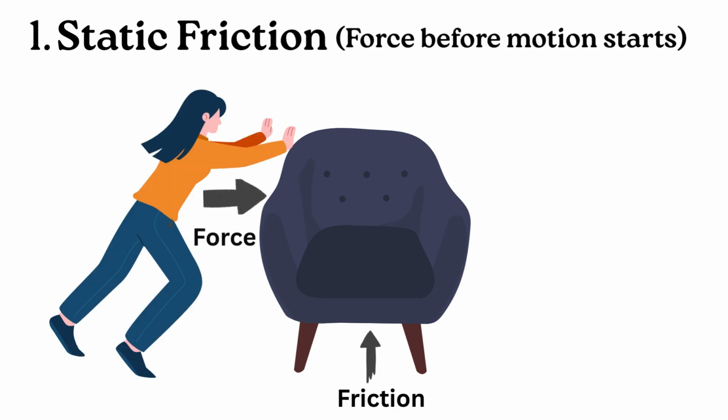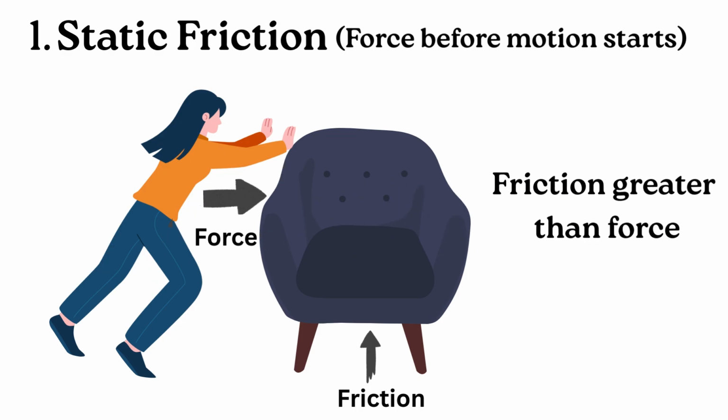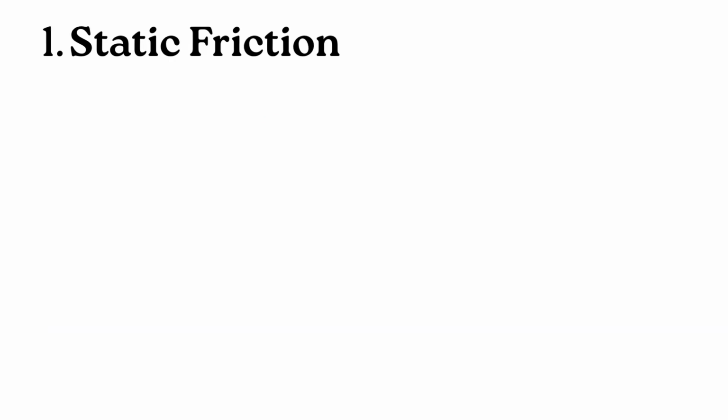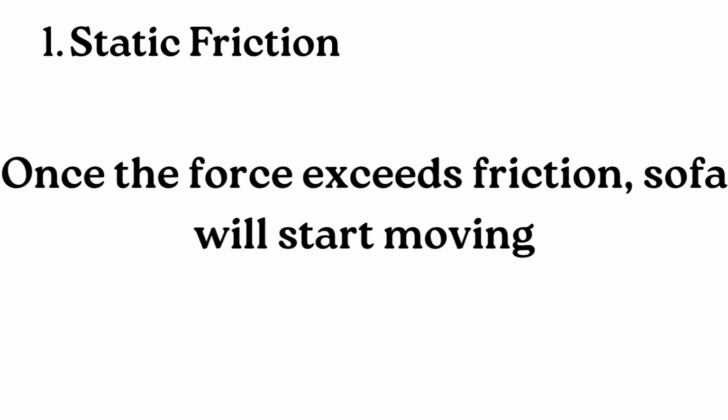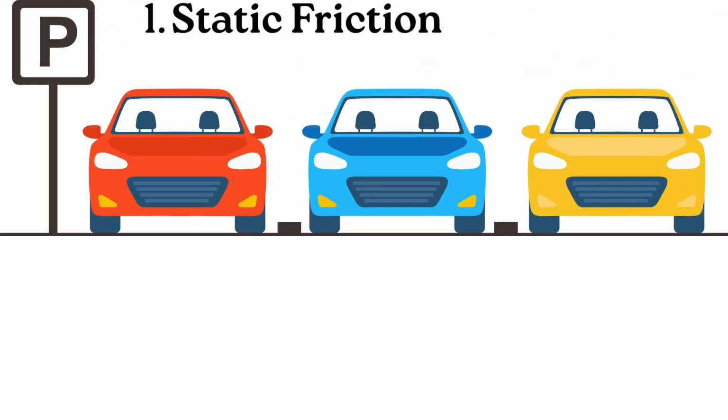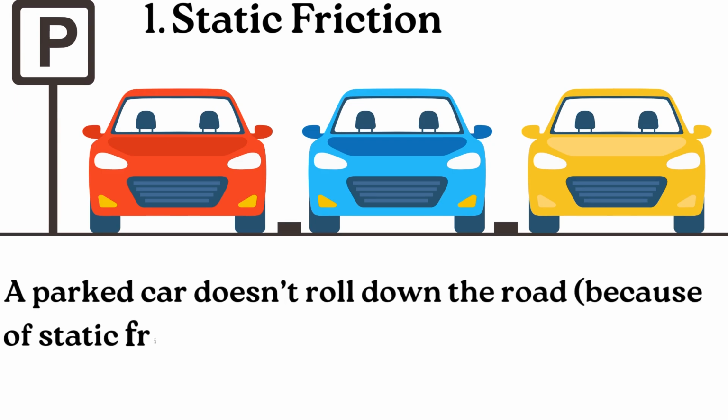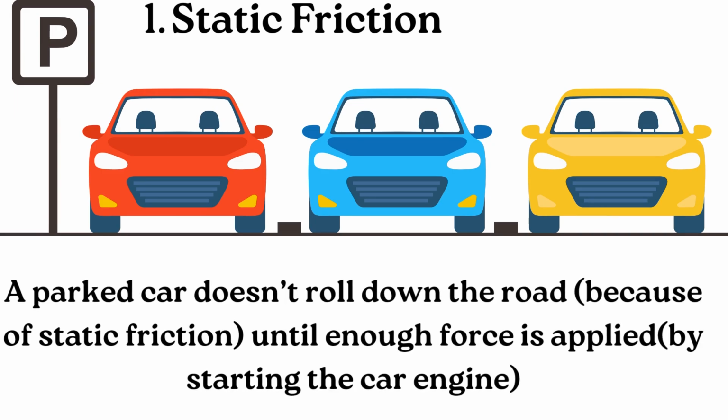Static friction increases when you apply force until it reaches the maximum limit. Once you exceed the limit, the object starts moving. Let's understand this with an example. A parked car does not roll down the road until enough force is applied to it.